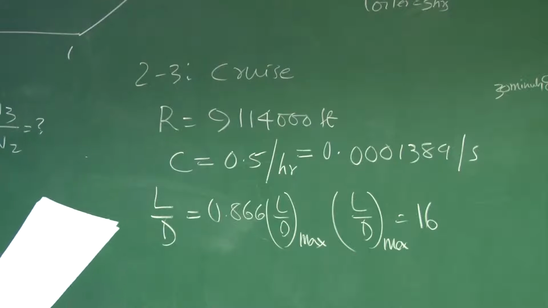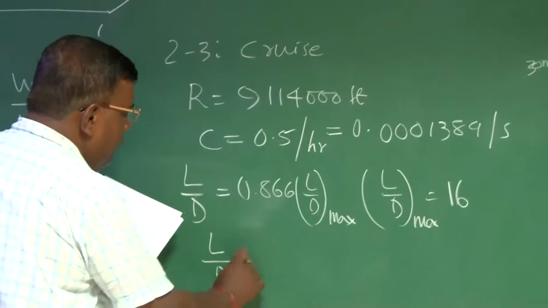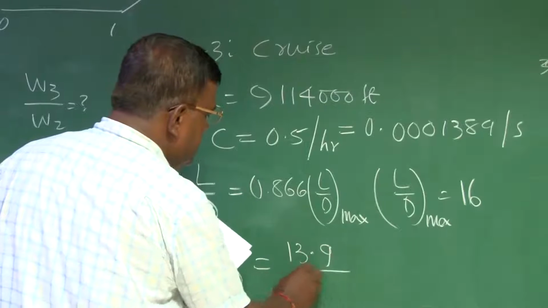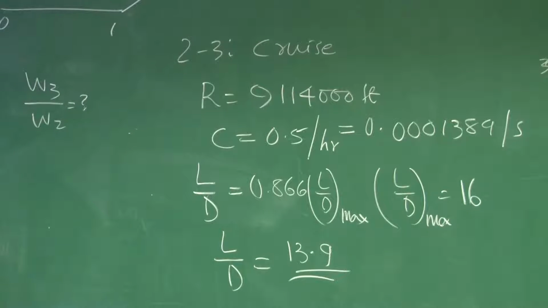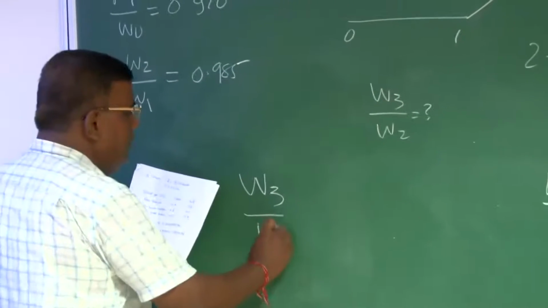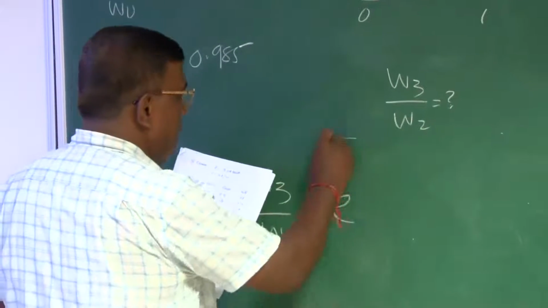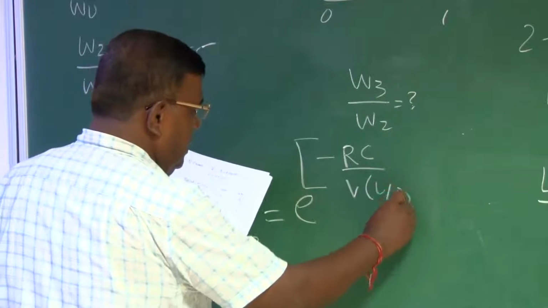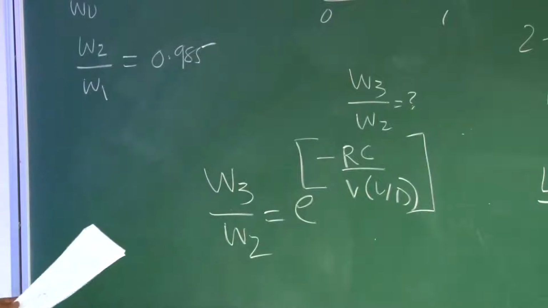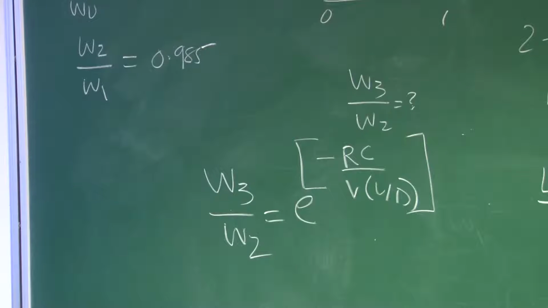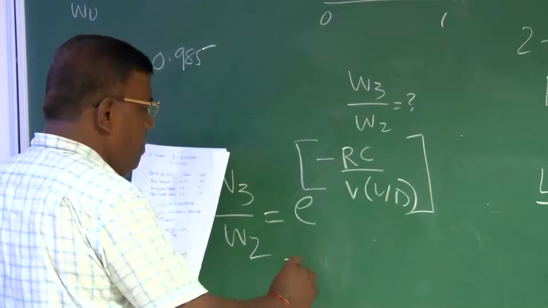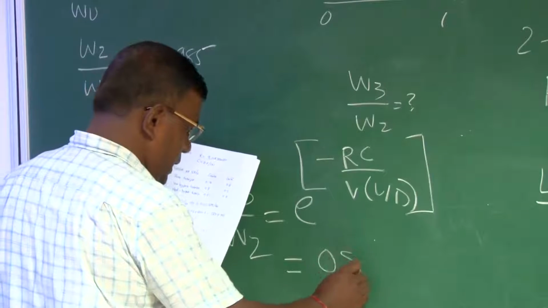Okay. In that case, the L by D which will be used for the range will be around 13.9. This is important, 0.866 L by D. And from the range formula, you will see W3 by W2 can be written as e to the power minus RC by V L by D. Check back the range formula. From there you can find this. And if I put in this value, this will come around 0.852.